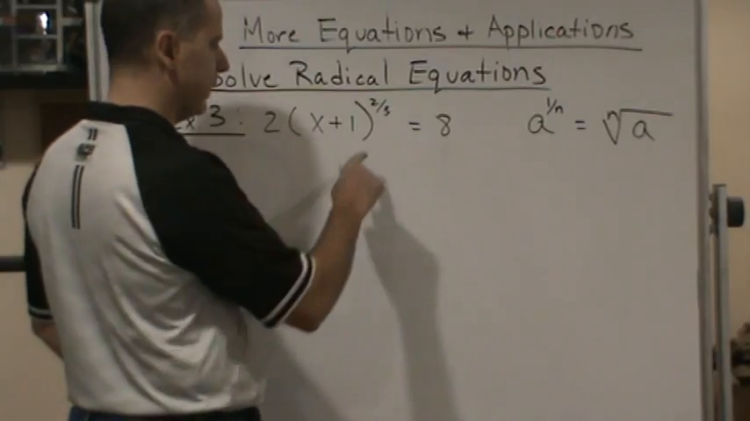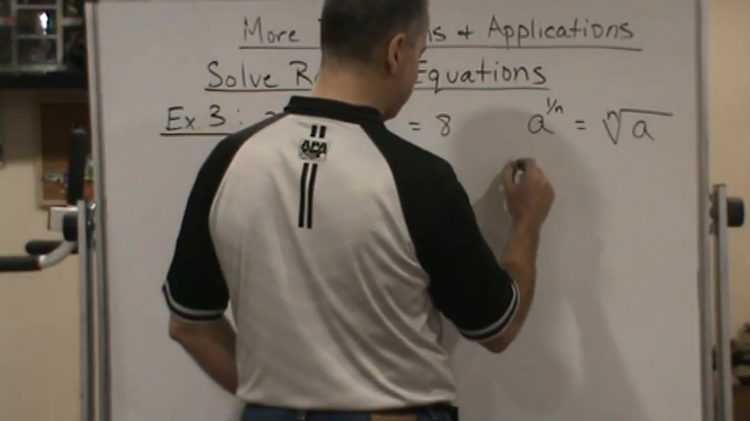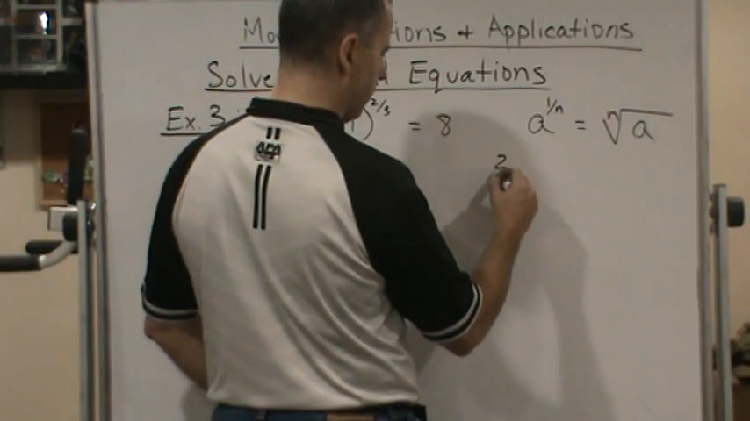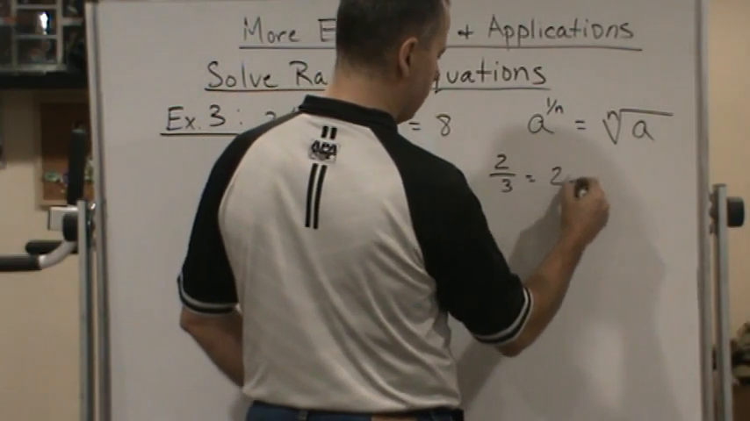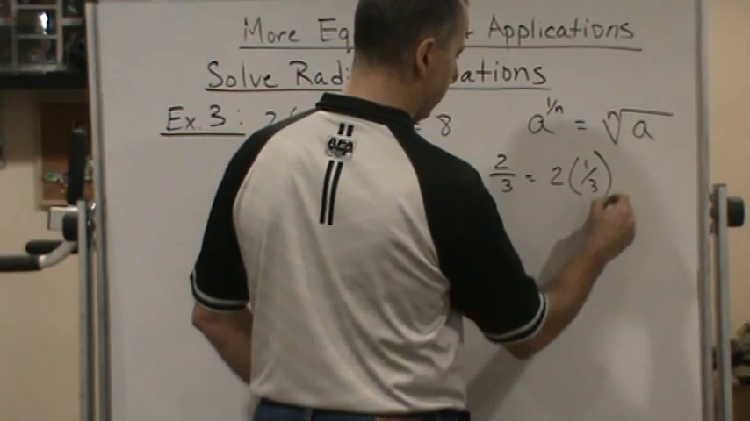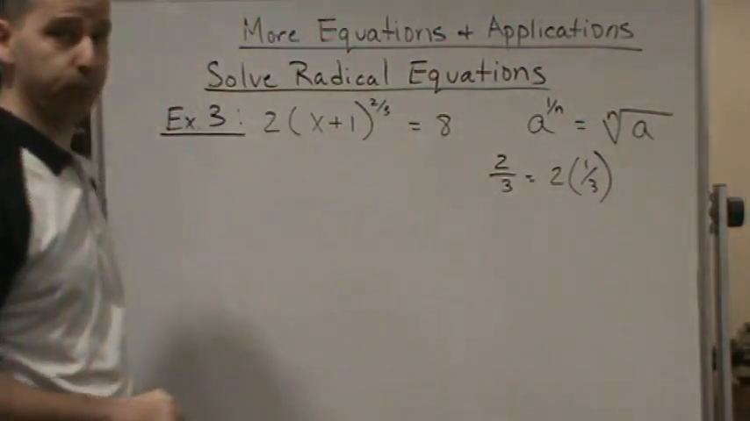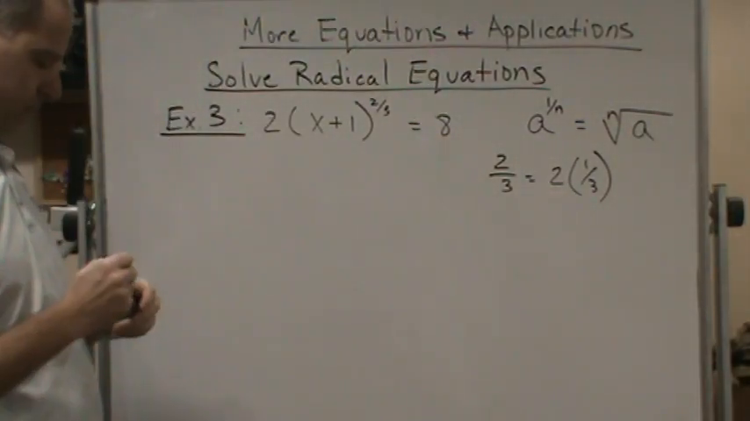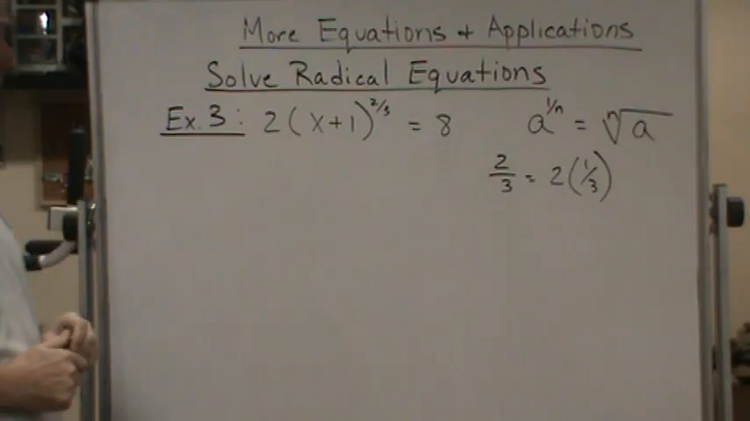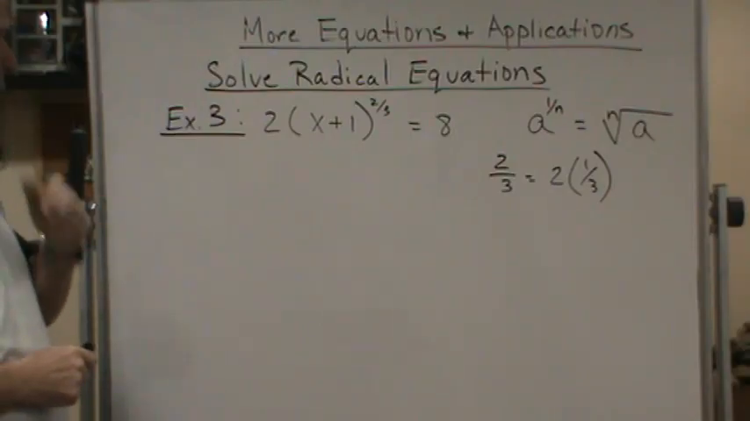Because we could split 2/3, we could split the exponent 2/3 as 2 times 1/3, and then use the power rule, or power property or principle, for exponents.